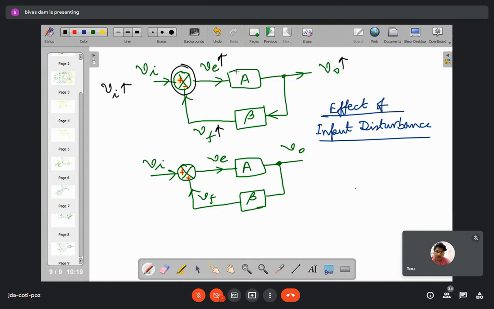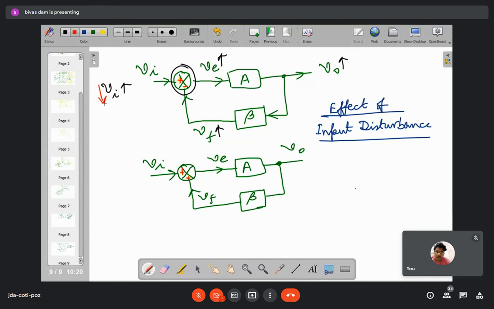VI was increasing, that was leading to an increasing effect in VO. But that increasing effect in VO, when it is coming back through VF, has some stabilizing effect. That means as VF is increasing, my VE will try to decrease. So it is trying to balance the effect of the increasing input disturbance. The feedback nature is trying to neutralize or balance the effect of the increasing input disturbance. The same is true for a decreasing VI input disturbance.